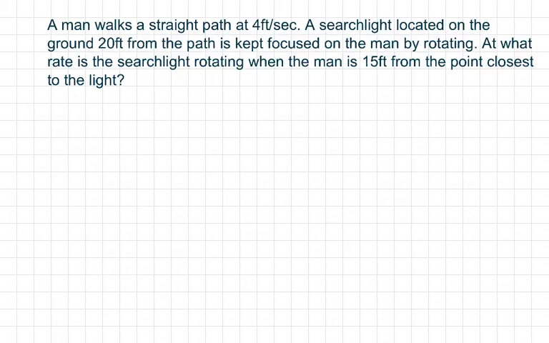Okay, again, here's a related rates question example that we haven't done one like. And this is going to involve some trig, just looking at the question. A man walks in a straight path at 4 feet per second. So here's our guy walking. There he is. A searchlight is located on the ground 20 feet from the path.